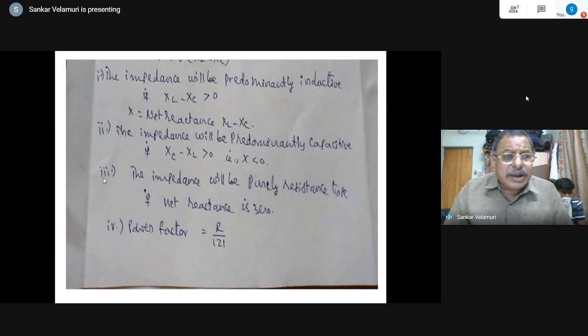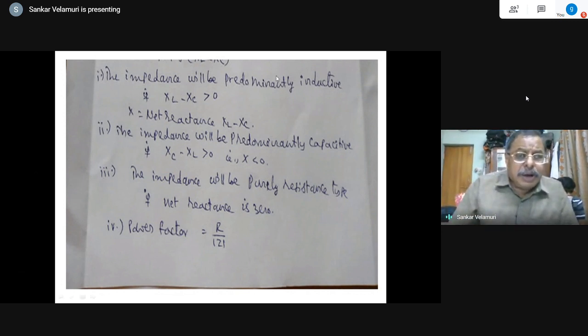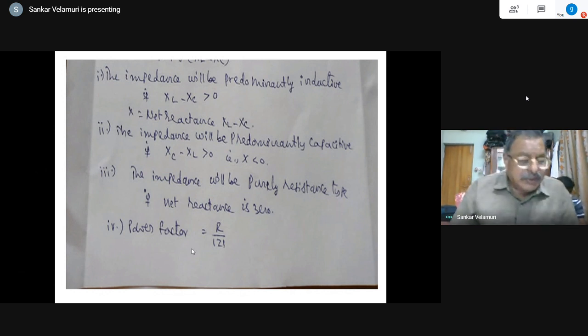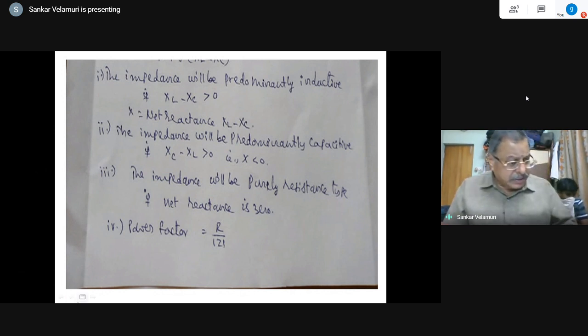Impedance will be predominantly inductive, as I have already mentioned, if XL minus XC is greater than 0. X is called the net reactance, which is XL minus XC. The impedance will be predominantly capacitive if XC minus XL is greater than 0, that is, X is less than 0. The impedance will be purely resistive if the net reactance is 0. Power factor is R by modulus of Z. You know the magnitude is the square root of the real part squared plus the imaginary part squared. That is simple, right?